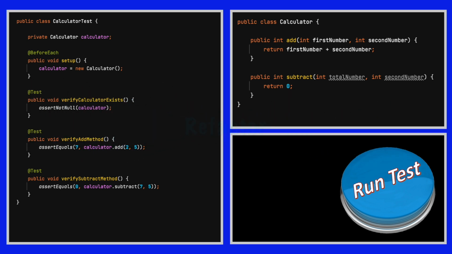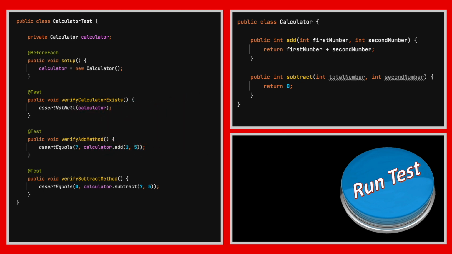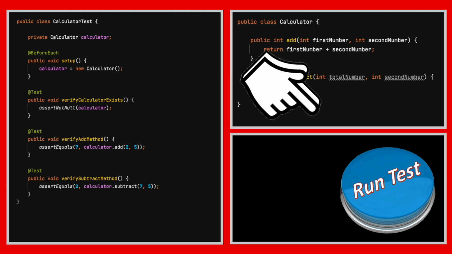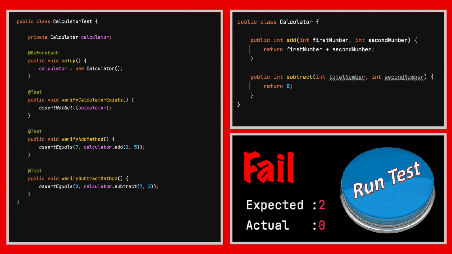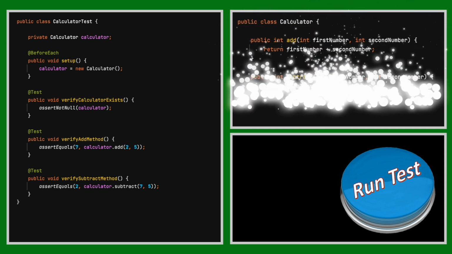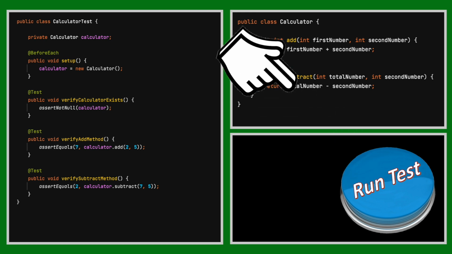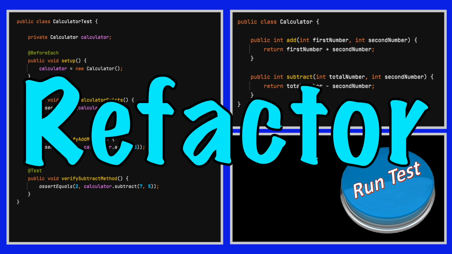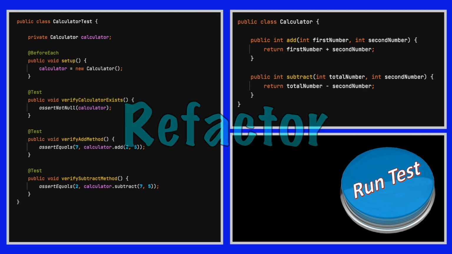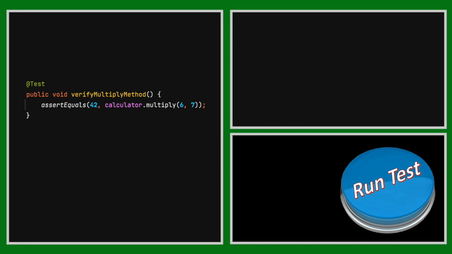No refactoring is needed. In the red step, let's change the assert to expect 2 instead of 0. The test now fails. In the green step, replace the return 0 with some implementation code. The test should now pass. In the refactor step, no action is needed. These iterative steps will continue for multiply and divide.